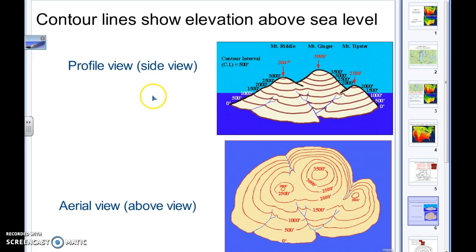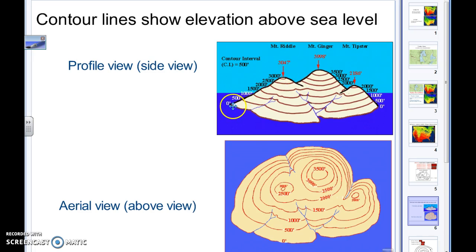Now let's take a look at contour lines. Contour lines connect elevation above sea level. Here you can see we have a little island, and the little island has this elevation above sea level with 3 small mountain peaks. And from a side view, our profile view, we can tell the elevation above sea level because we're looking at it from a side view.